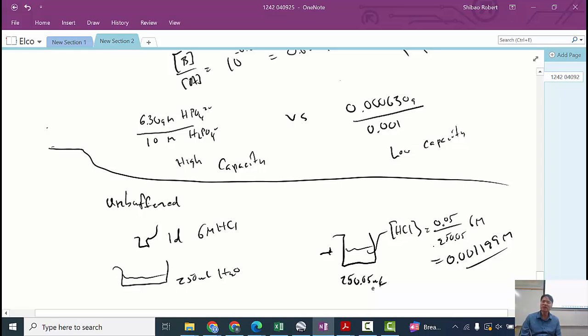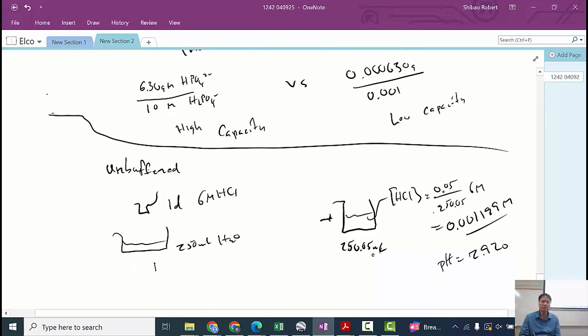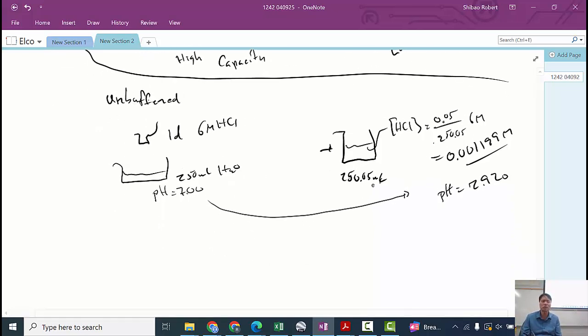Am I going to worry about Kw at this? This is 10 to the minus 3. Do you worry about Kw at 10 to the minus 3? Even though this seems very small, I'm not going to worry about Kw at all. Therefore, the pH is going to be the negative log of that, so 2.92. What happened was I went from pH 7, if this were pure water, down to pH 2.92. Would you call that a significant change in pH? Yeah, with just one drop of 6 molar HCl, that was a significant change in pH.